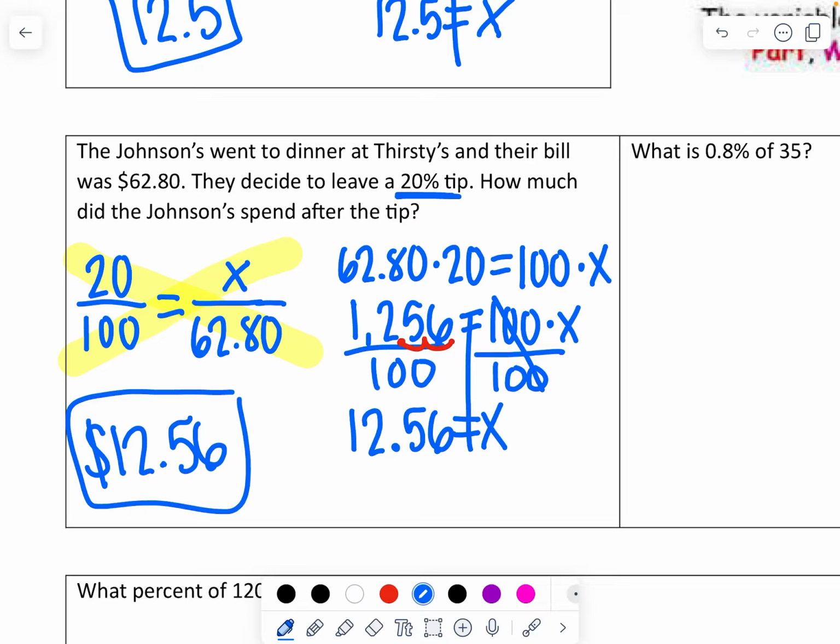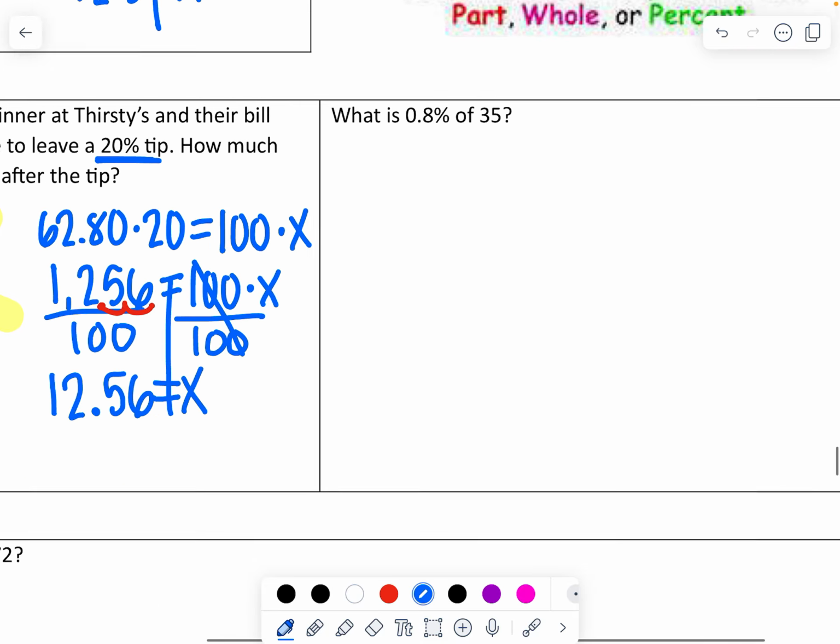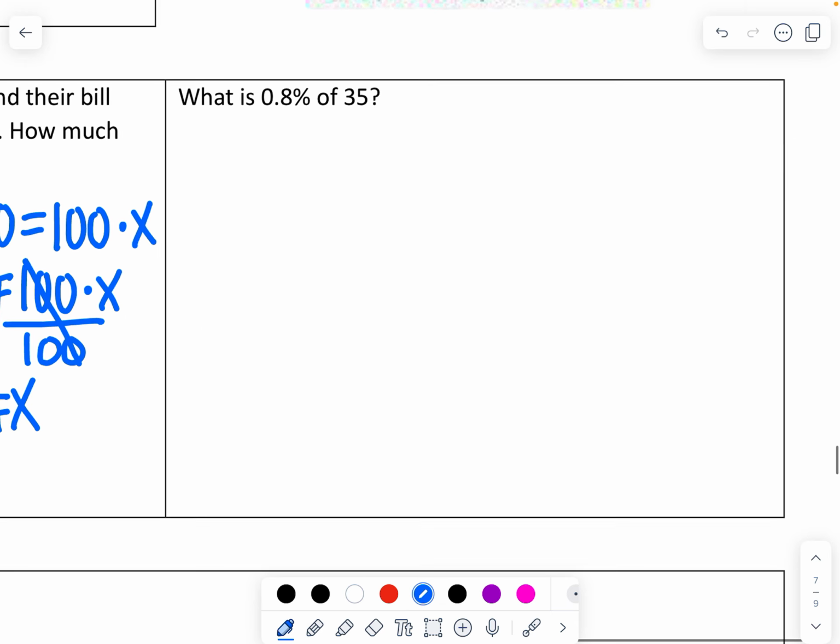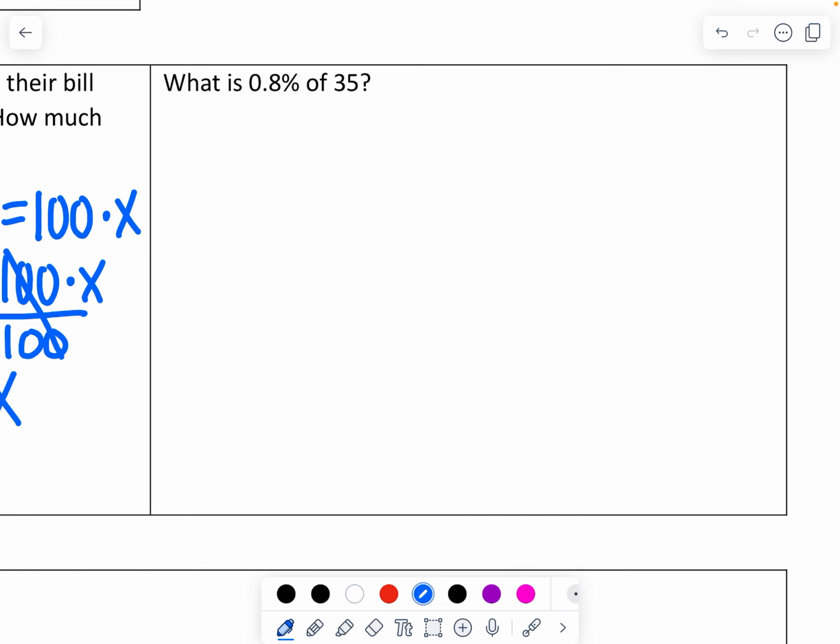Okay. This next one is the last one we're going to do. If you want to try it on your own, go ahead and pause the video so that you can try it, and then you can fast forward to see if you got the answer, but make sure you double check that you got it correct. Okay, so the only difference on this one is that it gives us the percent and it's in decimal form, which is fine. We're going to solve it the exact same way.